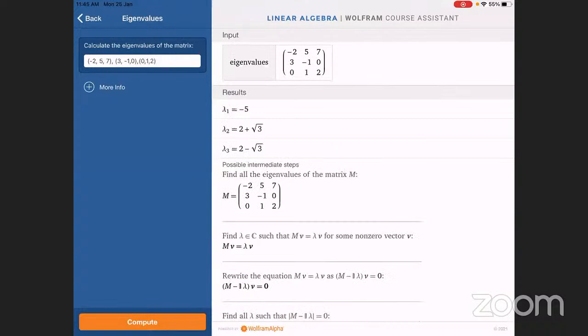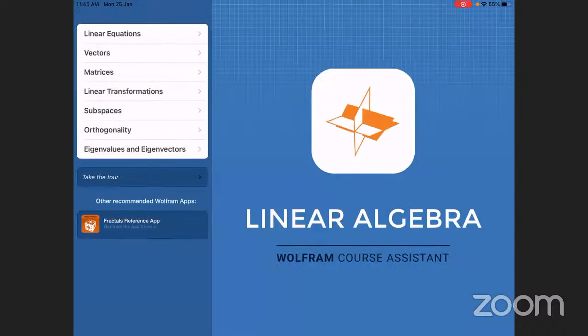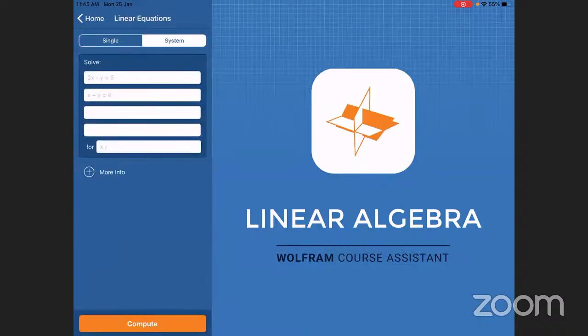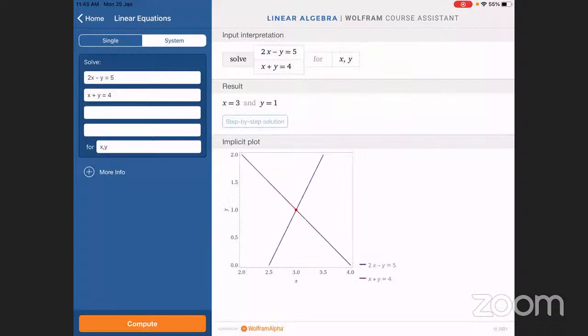Let us try to look into even some systems of equations, how to solve them. Linear equations, systems I'm taking. So I'm asking this machine to solve the system 2x minus y is equal to 5, x plus y is equal to 4. This is very easy. These two are two straight lines and the point of intersection is the solution, right? You can even ask the machine to show the graph, which is also seen here. That red dot is the solution.